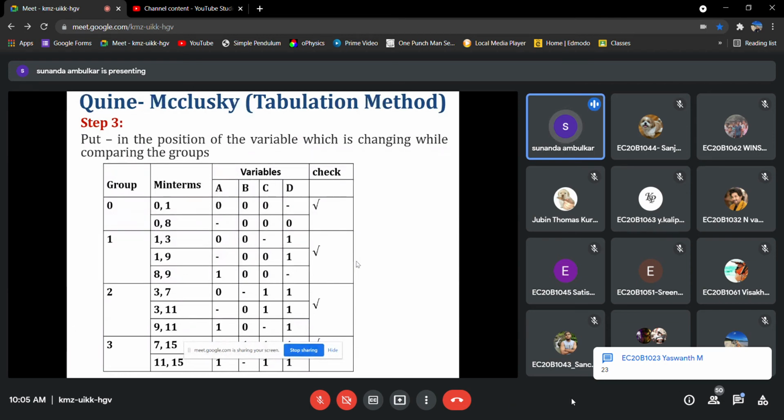What are the different steps we have to follow in the tabulation method? Till now, everything is clear to all? I think it's clear. Okay.